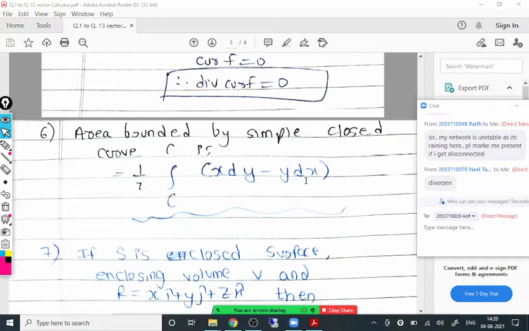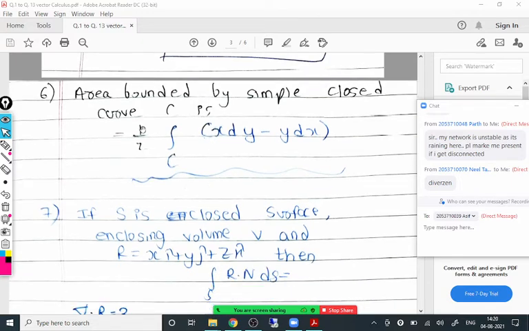The previous formula that you learned last semester is the double integral dx dy. With the help of Green's theorem, you can prove this formula. We can prove it, but we will not go into the proof. Just remember this: 1 by 2 integral x dy minus y dx over C. Any doubt there, or do you want the proof here?